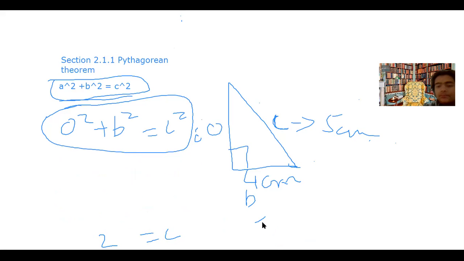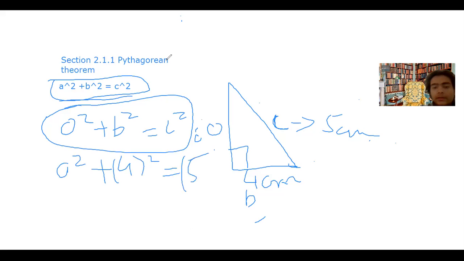I'm gonna apply the same formula. That is A squared plus B squared equals C squared. So let's just say A squared will be A squared because the value is not given. B squared would be 4 squared, and C squared would be 5 squared. We're just going to simplify this after that. So it's going to be A squared plus 4 squared, that is 16, is equal to 5 squared, that is 25.